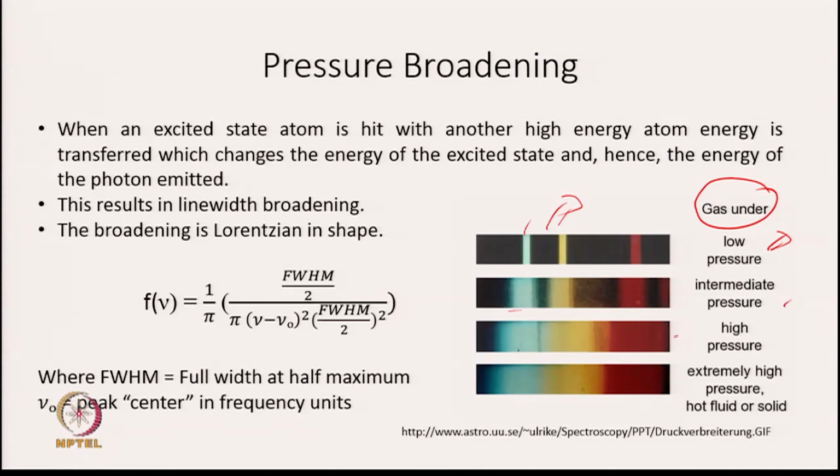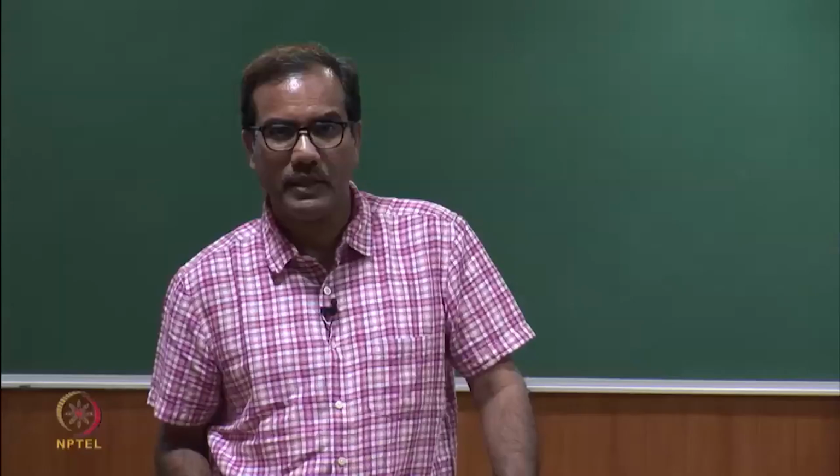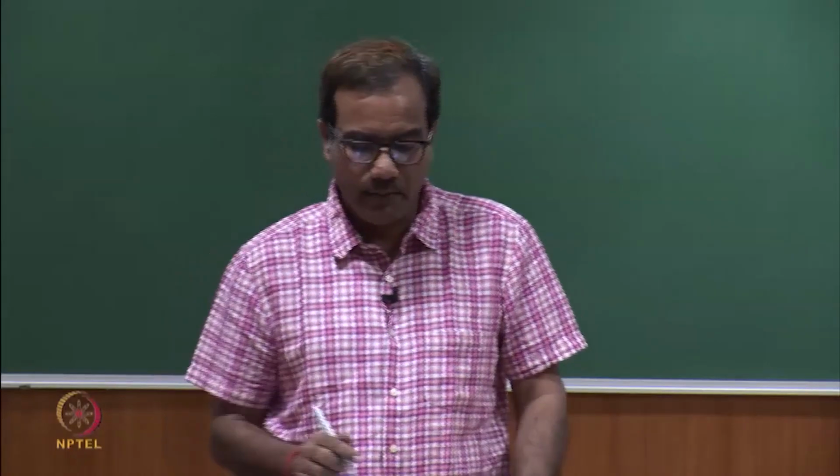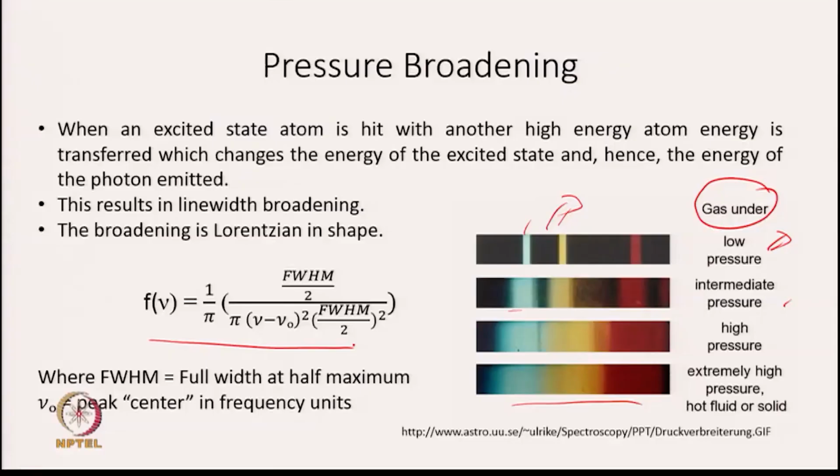At high pressure you see it is much more broadened, and at extremely high pressure you can see an almost continuous kind of spectra is obtained. This broadening is Lorentzian in shape, and that will be given by this formula. FWHM is full width at half maximum and nu naught is your peak center in frequency units.